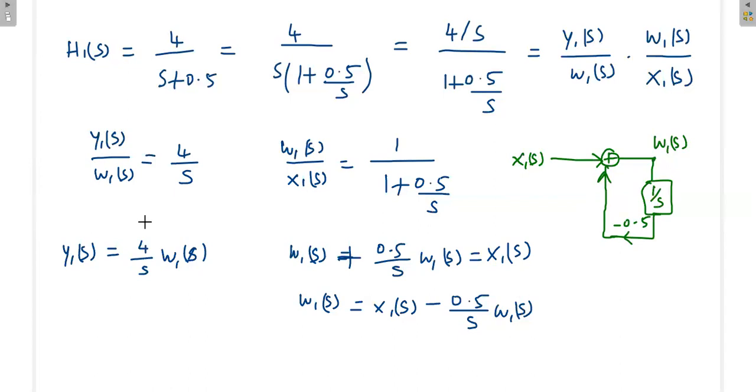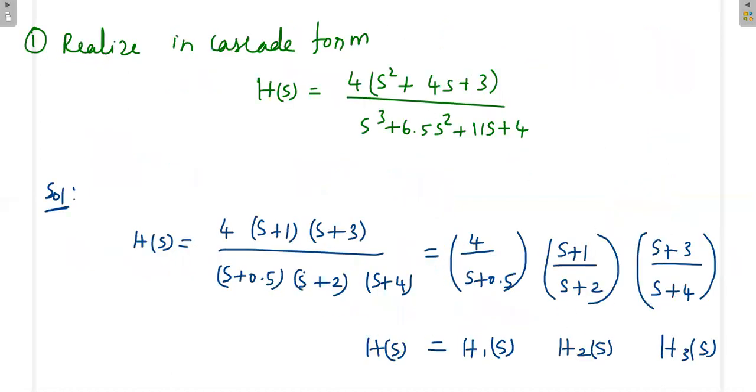From this we have to get Y1 of s. Y1 of s is simply 4 by s into W1(s). Already W1(s) is there, and also 1 by s is there. So from here you take the tapping, then you just multiply with the 4. Then you will be getting Y1 of s. So now we have realized H1 of s, and that too in the direct form 2 format. Similarly, we have to realize H2 of s and also H3 of s.